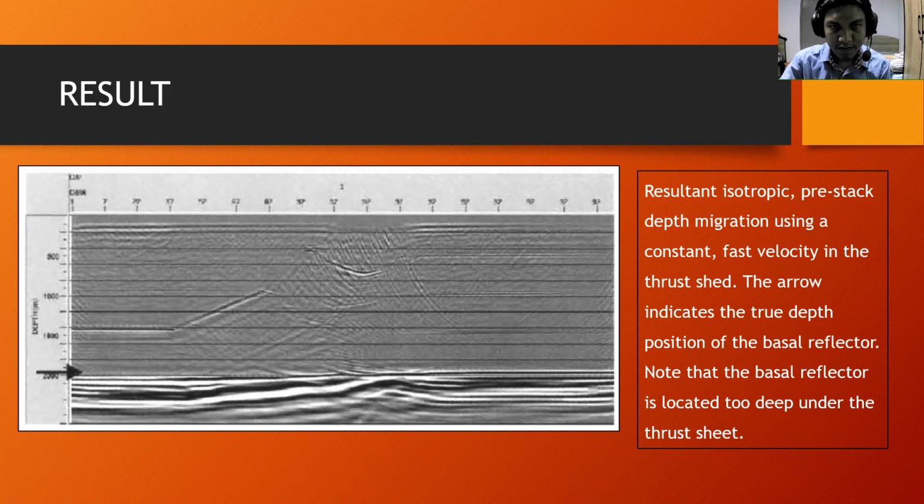So for this first result, the data was migrated isotropically with a velocity model that was built using the constant fast velocity of the thrust sheets and their actual spatial location for the migration. As you can see in the figure, which is the result, the arrows indicate the true depth position of the basal reflector. Although the continuity of the basal reflector is quite good, it is located too far in depth under the thrust sheet.